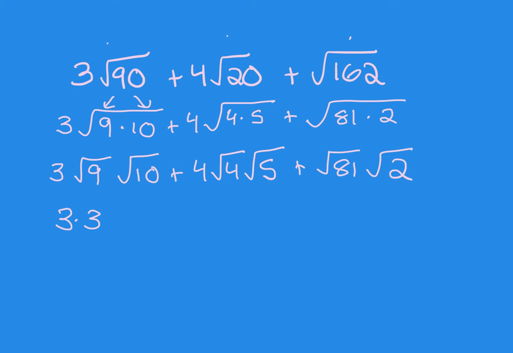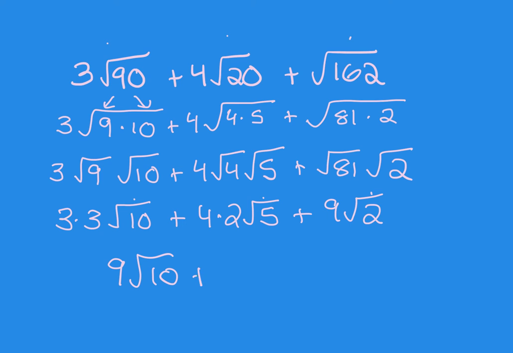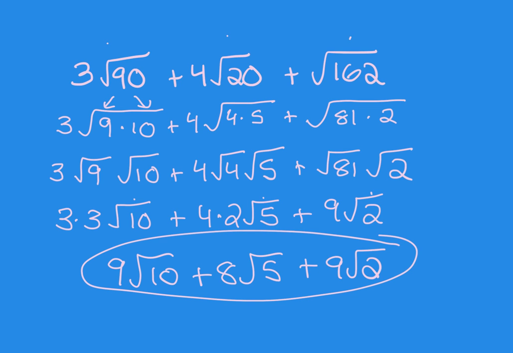All right, so 3 times 3 square root of 10 plus 4 times 2 square root of 5 plus 9 square root of 2. Well, none of my radicals, when simplified, are alike. So all I can do is just kind of bring down. I've got 9 square root of 10 plus 8 square root of 5 plus 9 square root of 2. So they're all simplified, but none of them are like terms to combine. So we just have to keep them all separate, and that's as much as we can do.